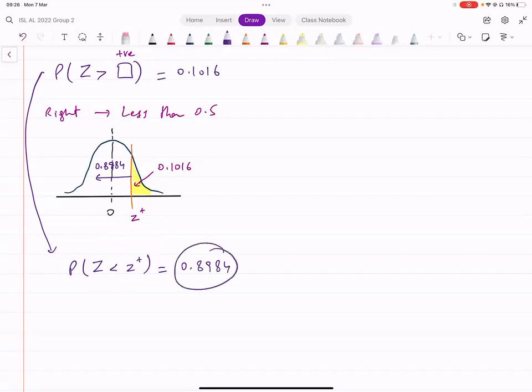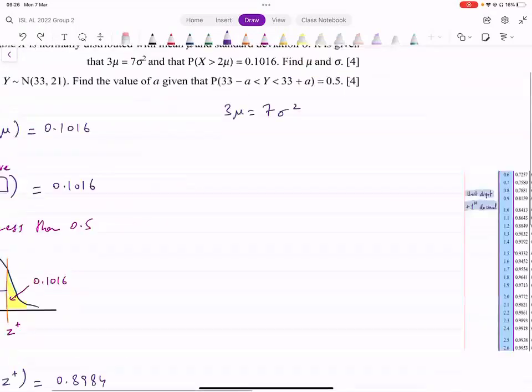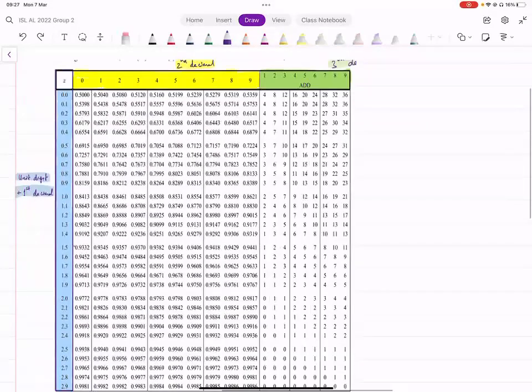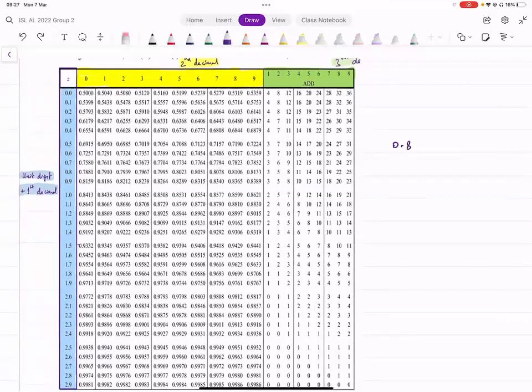ये probability की value है. हम टेबल में जाके देखेंगे इस probability against हमारे पास z क्या है. 0.8984. Let's go to the table and look for that probability. 0.8984. ये आपके पास probability है. You can say this is phi of z, right? Because वो standard form के अंदर है. आपने corresponding z की value find करनी है. Let's find that value.